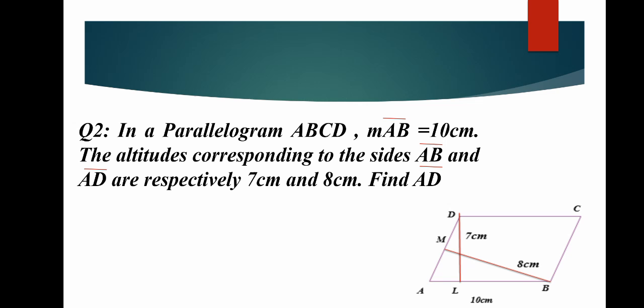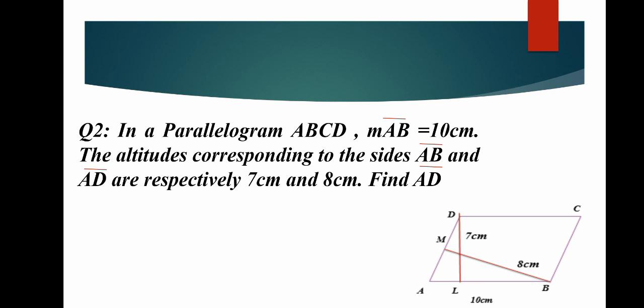Coming to the next question, question number 2. In a parallelogram ABCD, first of all draw a parallelogram ABCD. Measure AB is equal to 10 cm, the base AB equals 10 cm. They are asking about the altitudes corresponding to the sides AB and AD.